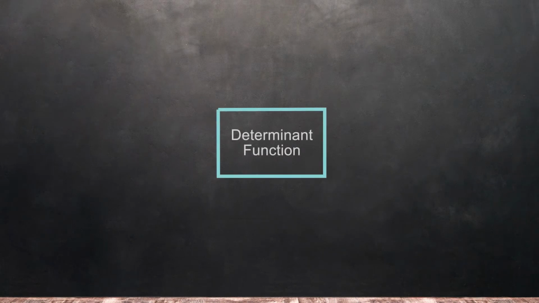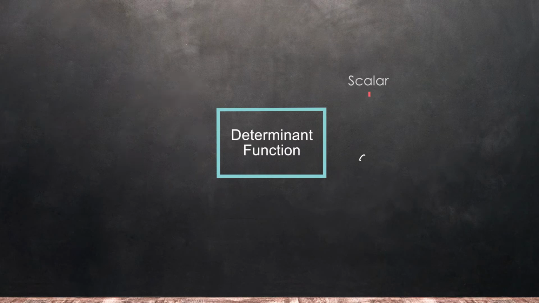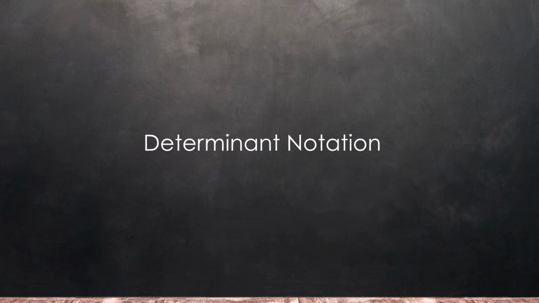The determinant of a matrix is a function that takes an n by n square matrix as its input and outputs a scalar. Before we learn how to take the determinant of a 2 by 2 and 3 by 3 matrix, let's go over some notation.